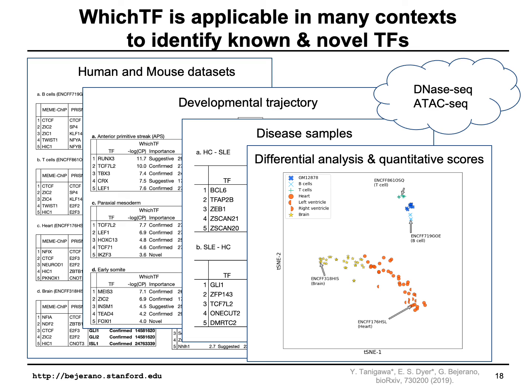To analyze pairs of closely related samples, we have developed a differential analysis framework and validated its utility. WhichTF identifies a ranked list of TFs as well as their scores. We show that the quantitative scores used in the ranking are useful to project cells into lower dimensional space.